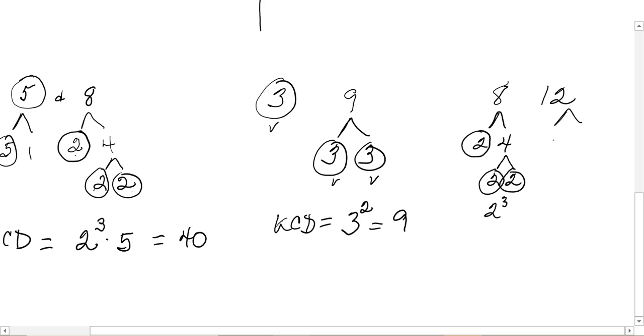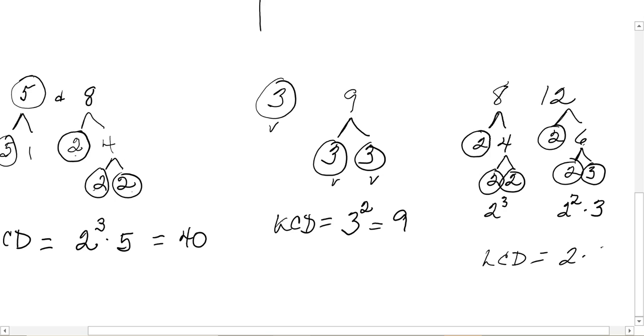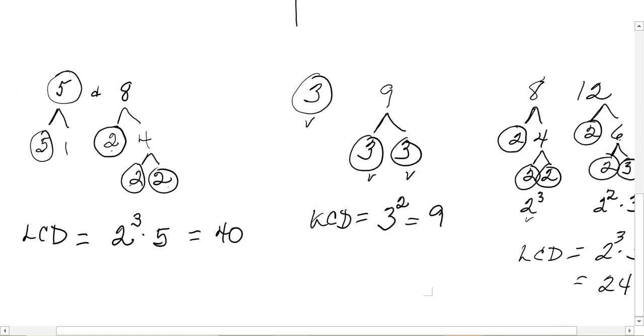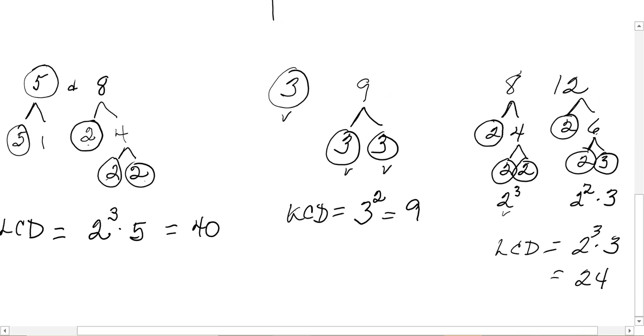12. I'm going to call it 2 times 6. That's a prime. 6 is not because it's 2 times 3. Prime, prime. This is 2 to the second times 3. How do I find the LCD? I have 2's and I have 3's. I take the highest power, which is 2 to the third, rather than 2 to the second. What does that give me? 24. Doing this prime factorization is the formal, original way to find a least common denominator.